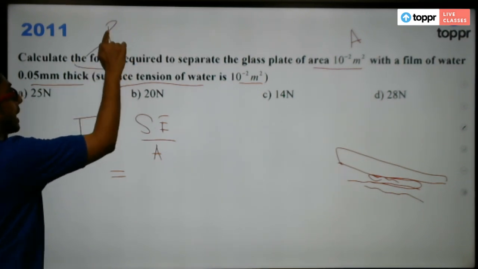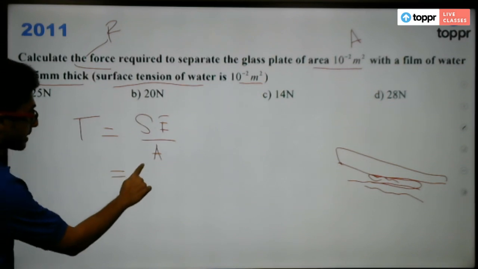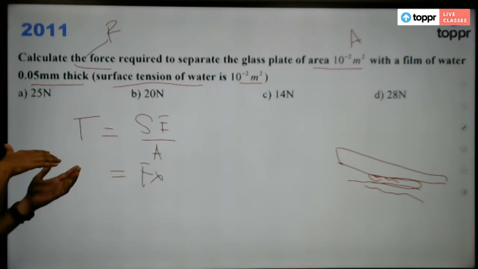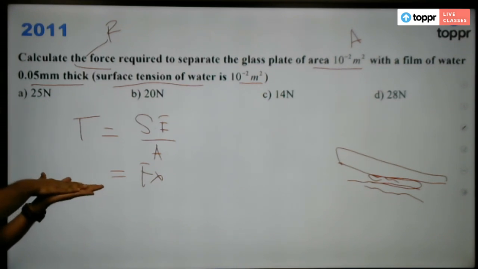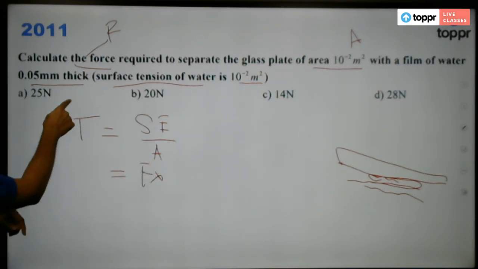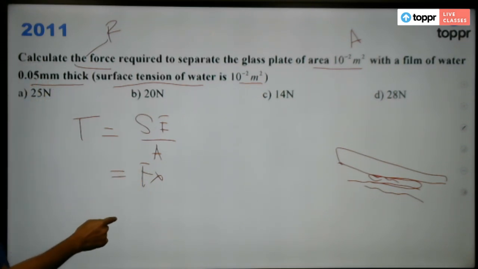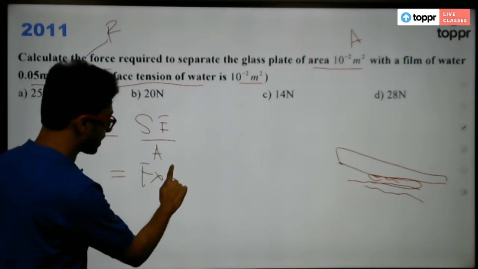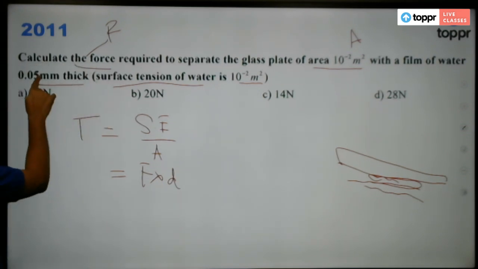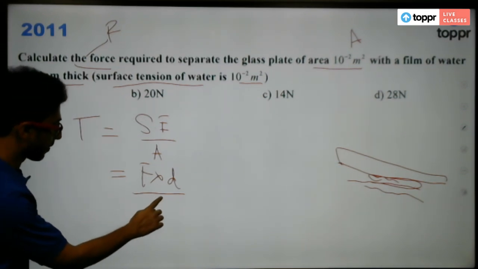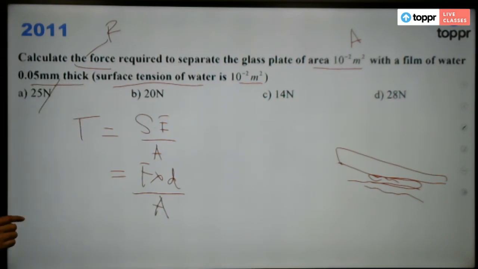Calculate the force, F. It is F into the distance by which it has to move. It's nothing but the thickness, right? That is D, 0.05 millimeter thick. So it is nothing but D. This is D, right? Divided by the area. Divided by the area.